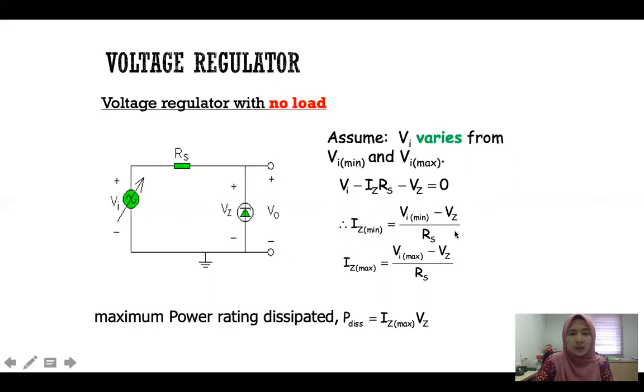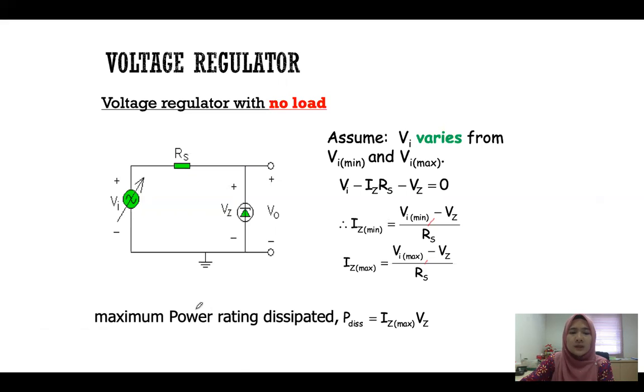Because we assume that V in varies from V in min to V in max, we change this. For IZ min, it is V in min minus VZ over RS. For IZ max, this will become V in max minus VZ divided by RS. Because this is the alternating current, it varies from V in minimum to V in maximum.